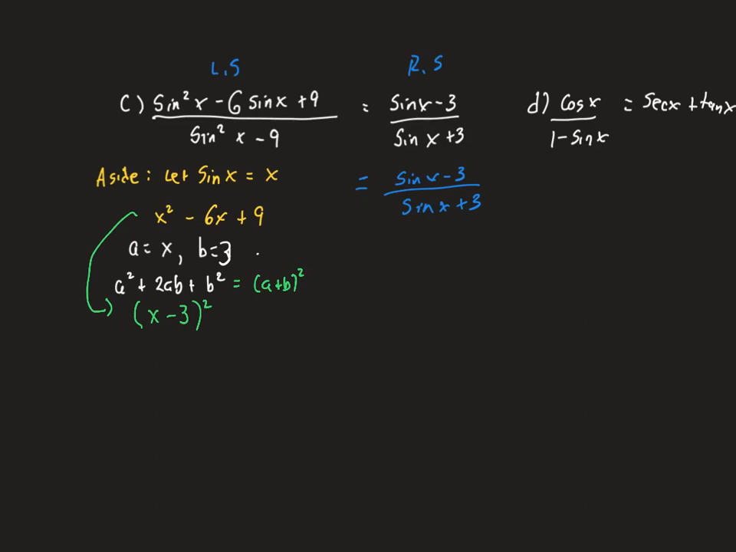Now, if you don't believe that, you can do x minus 3 times x minus 3 and see what you get. You'd get x squared minus 3x minus 3x plus 9, which would give you what you have there above. So that's a little bit of an aside here.